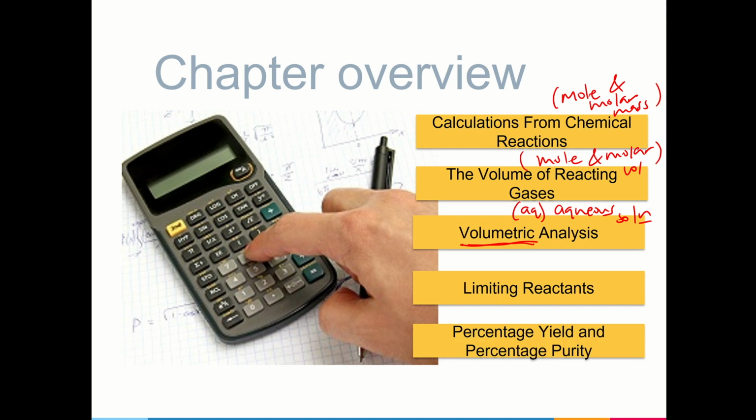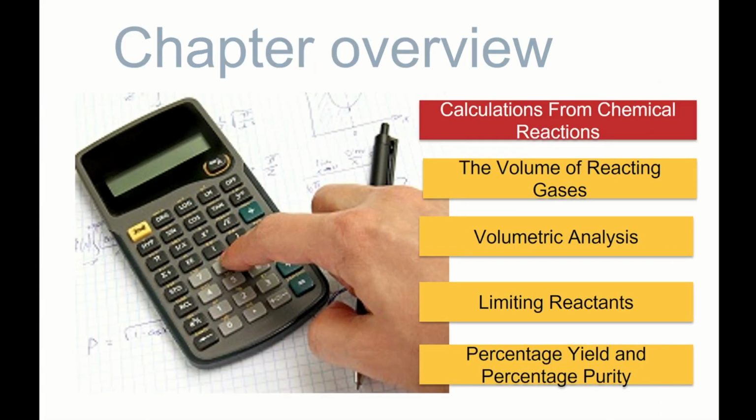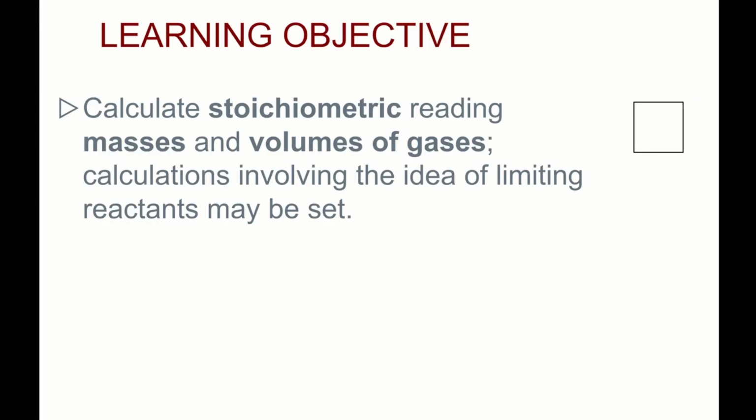Then of course, the last part is we'll take a look at percentage yield and purity. We aim to reach 100% yield, but sometimes we can't have 100% because of accidents, or because the substance is impure or the reaction is not completed. Then of course, percentage purity. So for the first part, we'll take a look at calculations, and how to connect molar mass and volume together.